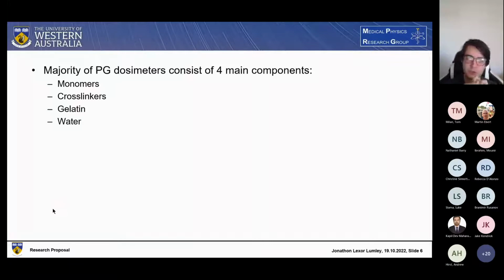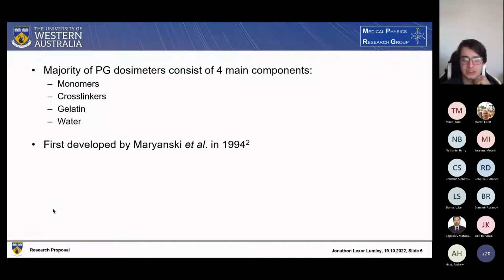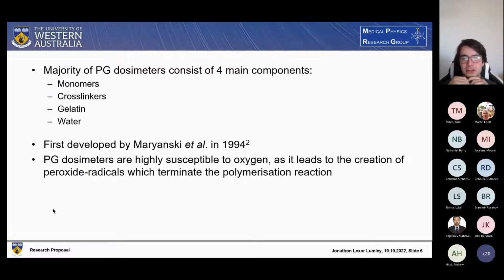Dosimeters using these components were first implemented and developed by Maryanski in 1994. However, it was noted that they were highly susceptible to oxygen, as it led to the creation of peroxide radicals. And these peroxide radicals actually lead to the termination of the polymerization reaction. This leads to an inaccurate representation of the dose delivered.